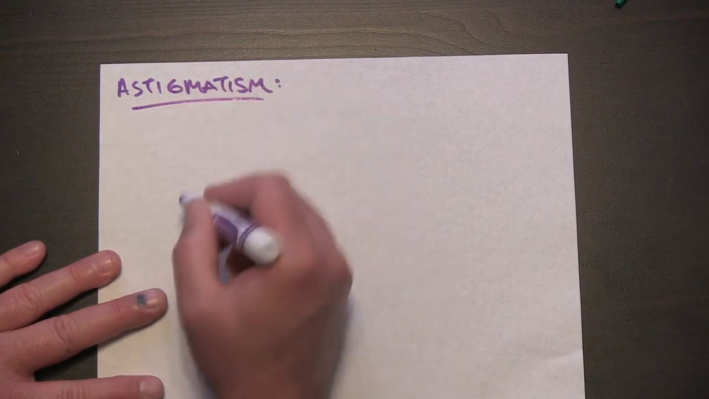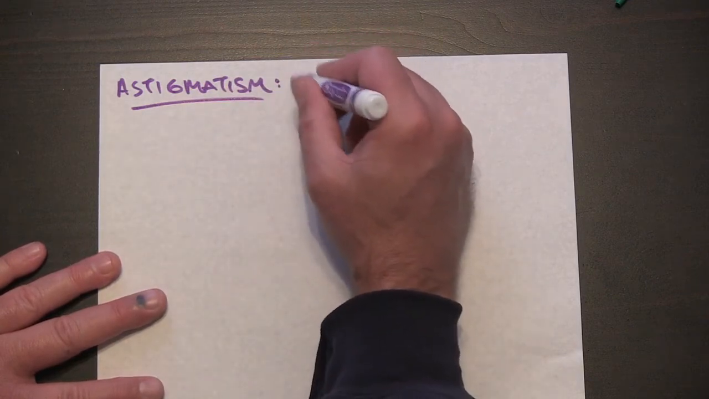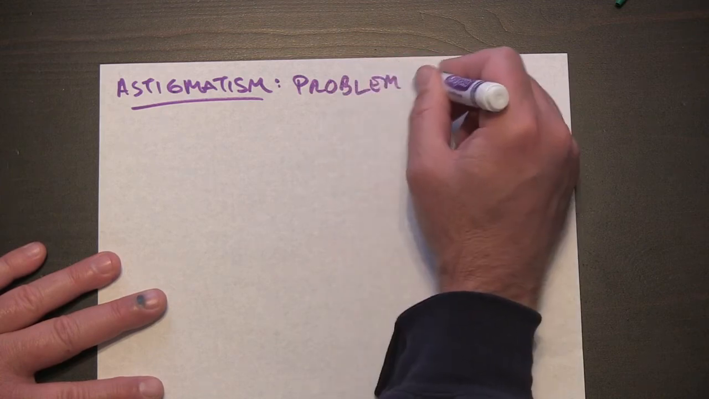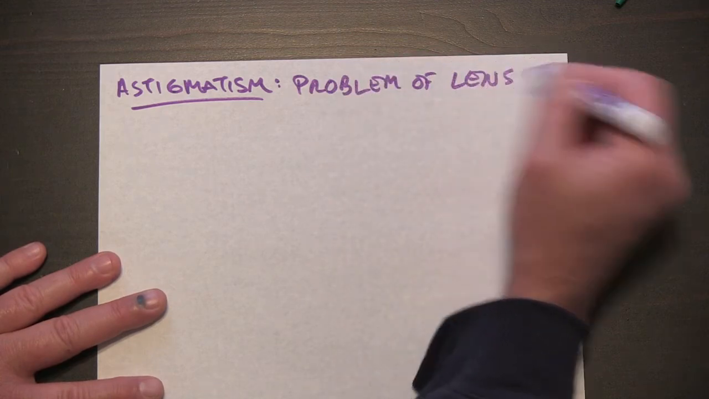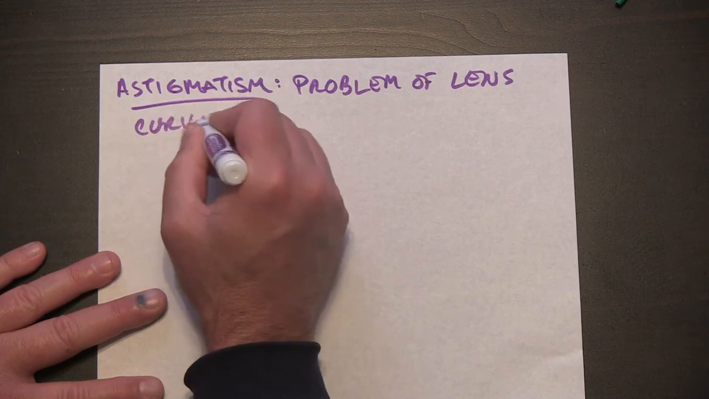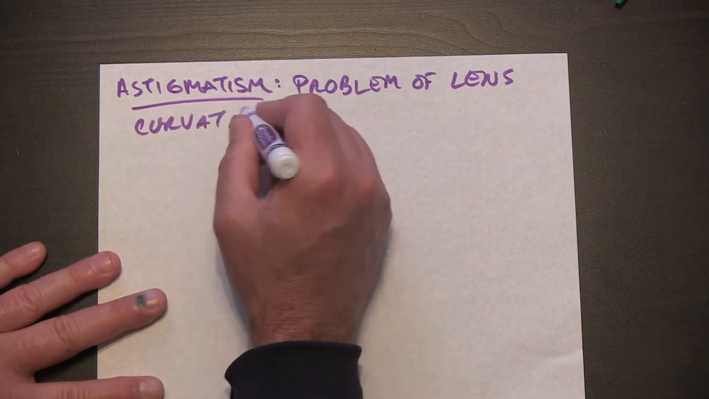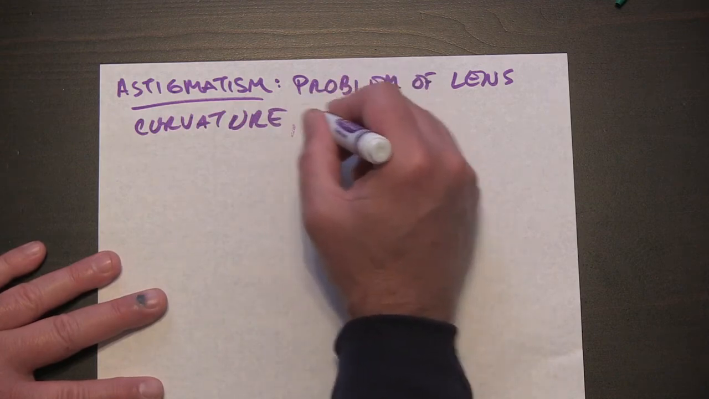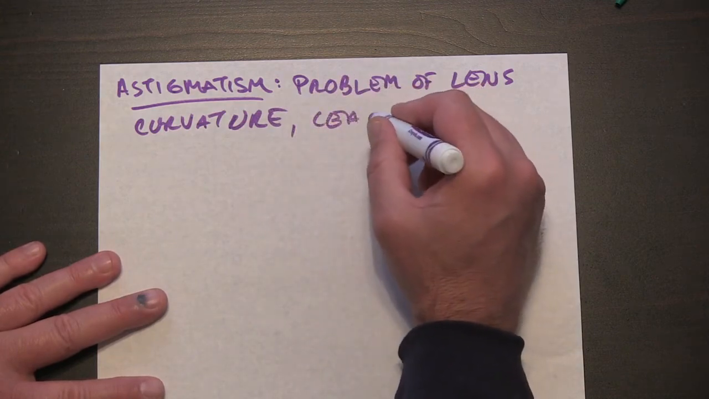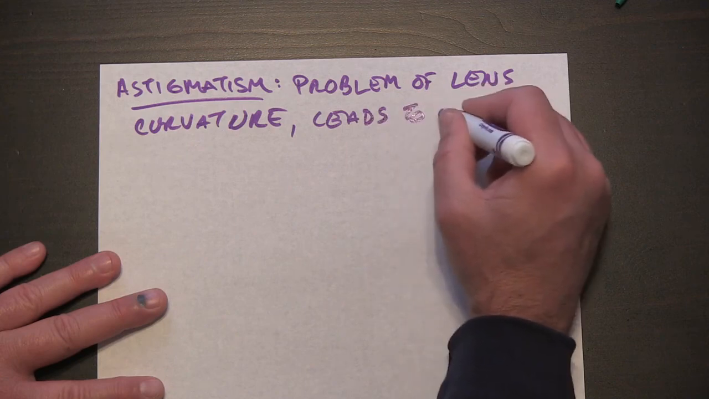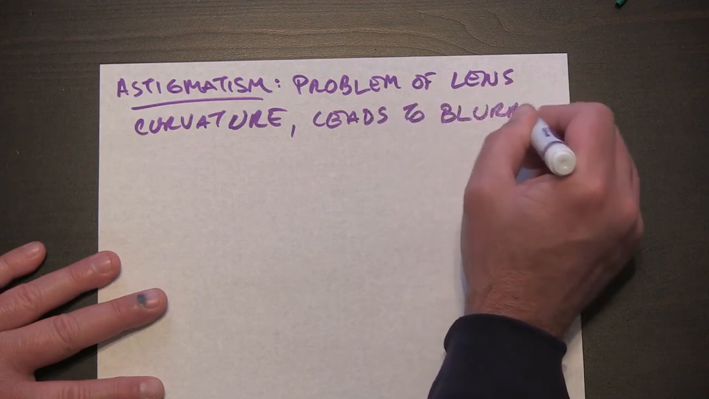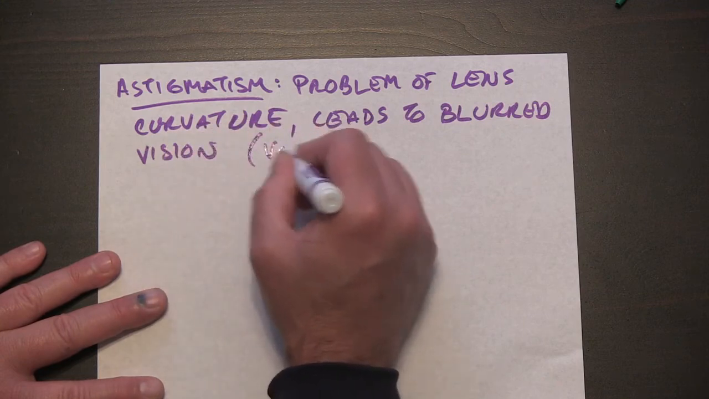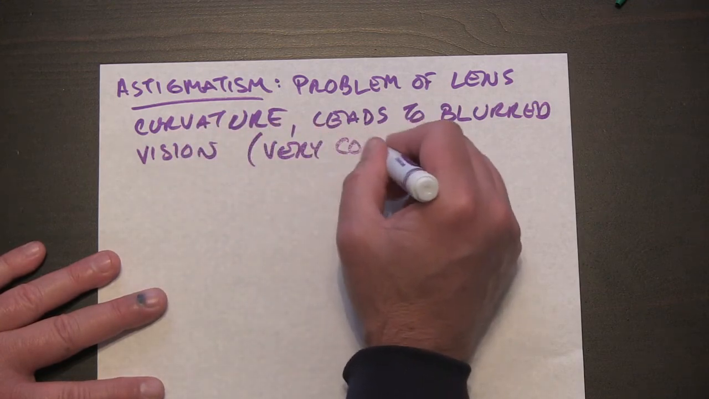Astigmatism is another sight problem, and this is a problem with the curvature of the lens. Basically the shape, curvature. And it leads to blurry vision. And this is very common.